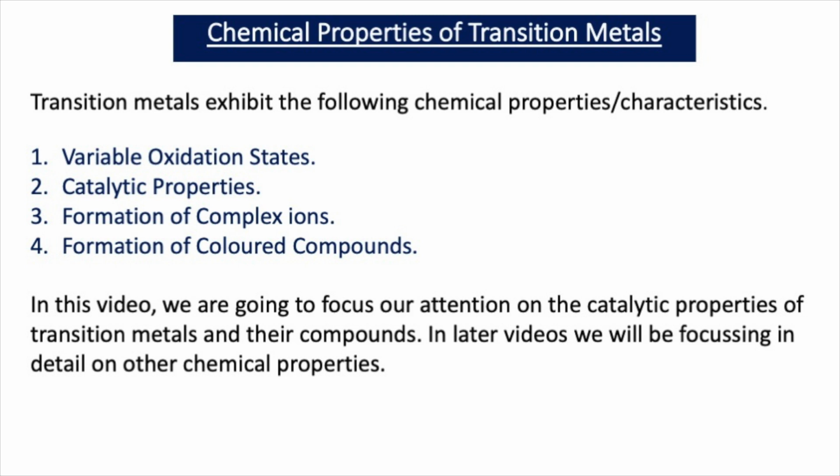In previous videos, we've learnt that transition metals exhibit the following chemical properties or characteristics. First of all, they have variable oxidation states. Secondly, the metals and the metal compounds have catalytic properties. They form complex ions. And they form coloured compounds. In this video we're going to focus our attention on the catalytic properties of transition metals and their compounds, and in later videos we'll be focusing in detail on other chemical properties.